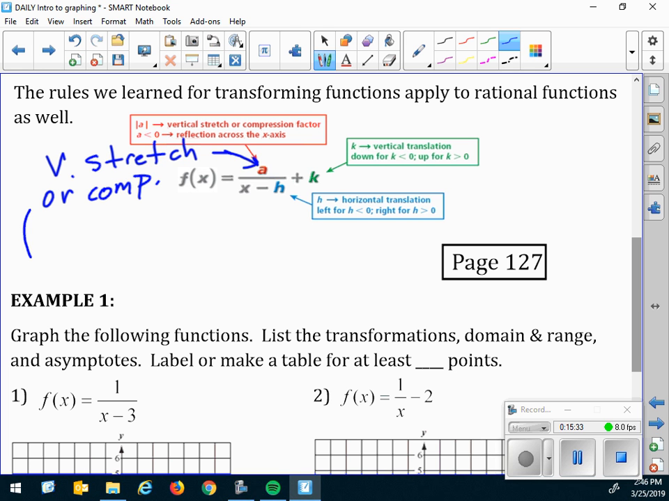Now here's something that Aiden just mentioned. If a is negative, what does that tell you? Reflect over the x-axis. I'd write, reflect over the x-axis.